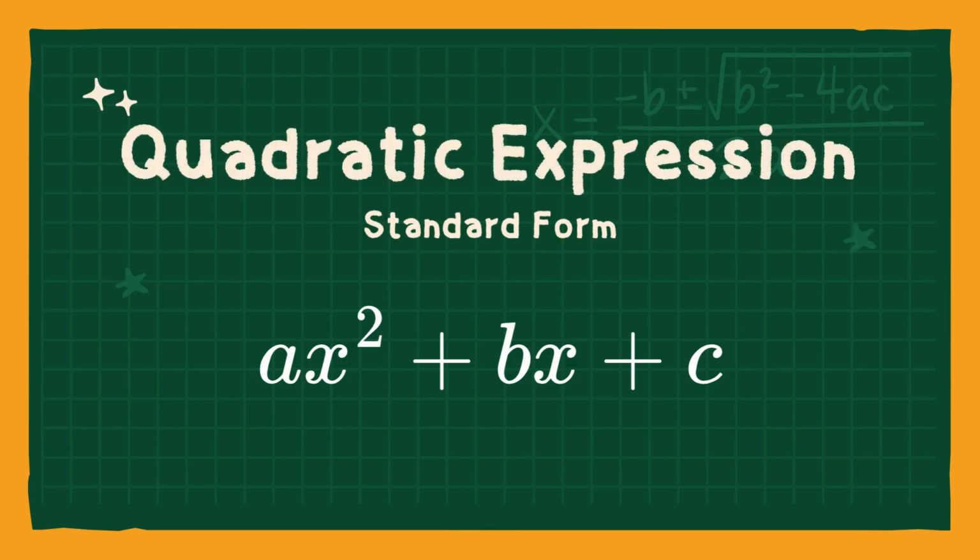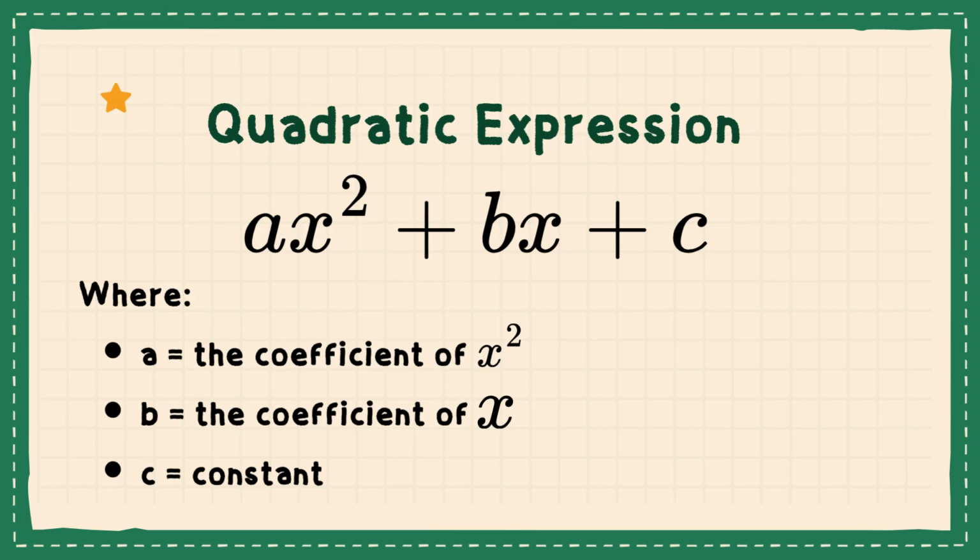Now, the standard form of a quadratic expression or equation is ax squared plus bx plus c. Now, yes, the A, B, and C mean something. We're not talking about the alphabet. The A represents the coefficient of x squared, the B represents the coefficient of x, and the C is the constant. Now, coefficient might be a new term for you. In this scenario, I just want you to remember the coefficient just means the number before x or x squared.